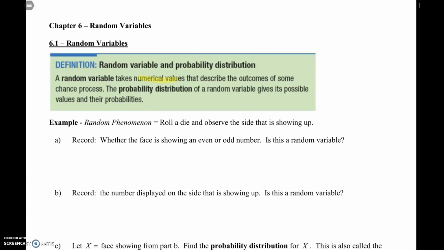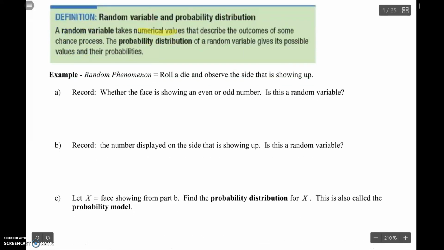So if it's numerical, then we can denote it as a random variable with a variable letter. The probability distribution of a random variable gives its possible values and the probabilities. We called these probability models before. If it's a random variable, we can call it a probability distribution.